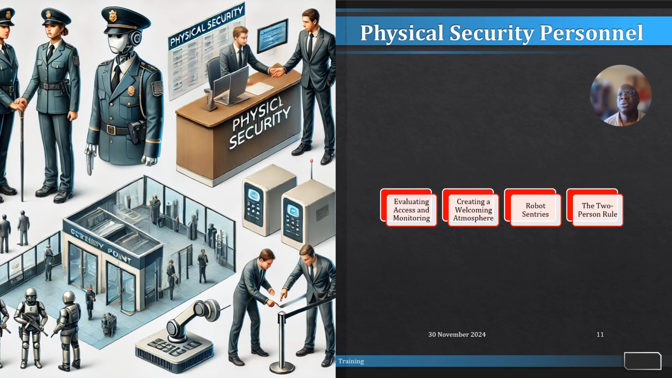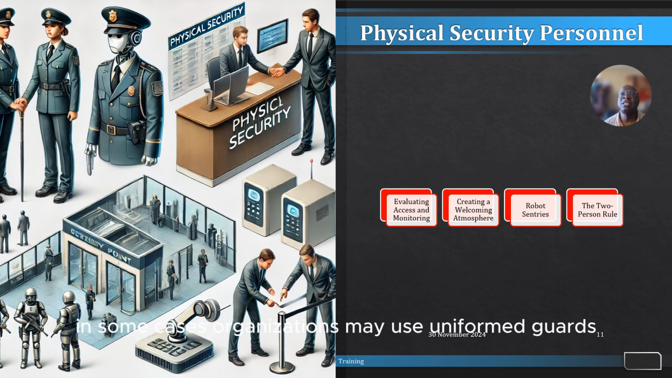Number 2, creating a welcoming atmosphere. We can all agree that security guards also make the environment more welcoming. They might look like receptionists, but they are often responsible for monitoring entry and ensuring security behind the scenes.